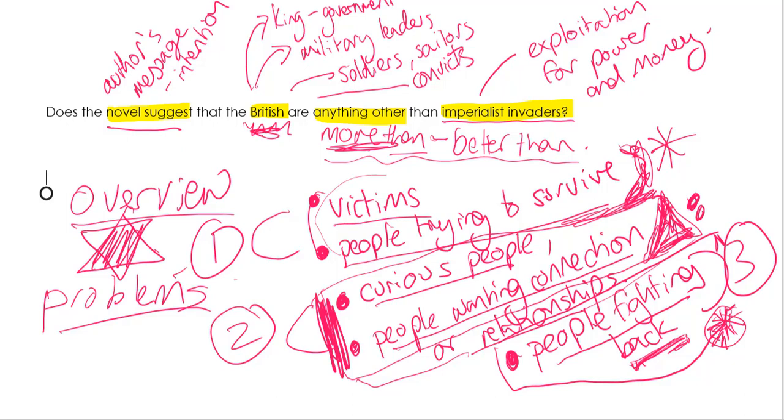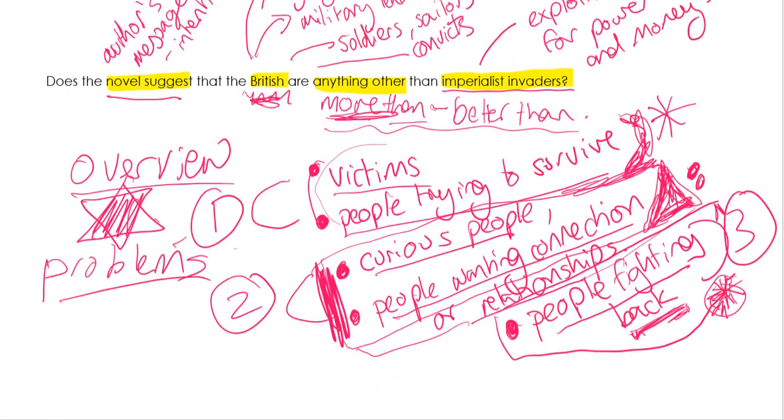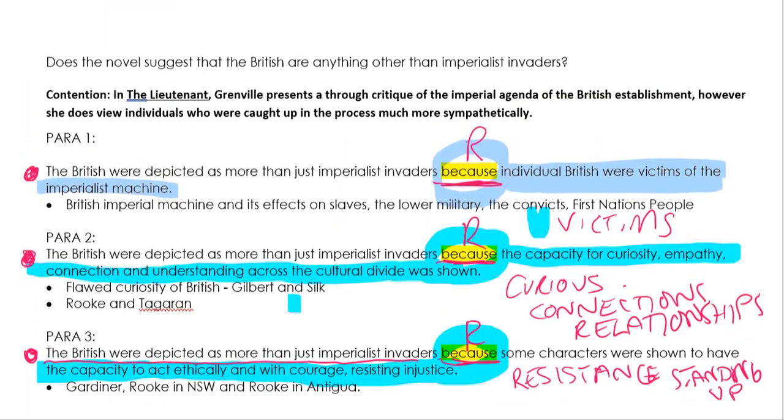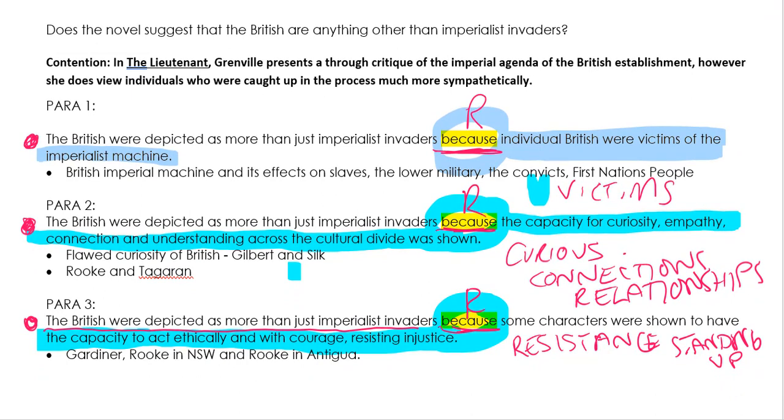Okay, so from there, now that I've figured out how I'm going to approach the question, I have moved on to looking at my contention. So here I've written a contention, which is, in The Lieutenant, Grenville presents a thorough critique of the imperial agenda of the British establishment.